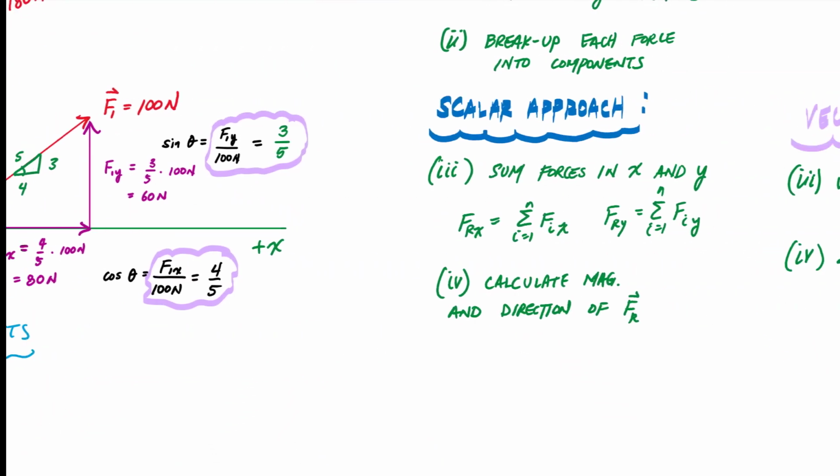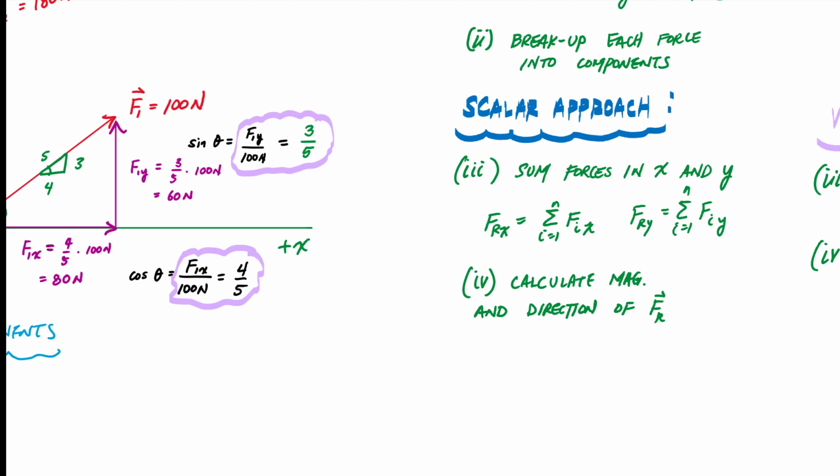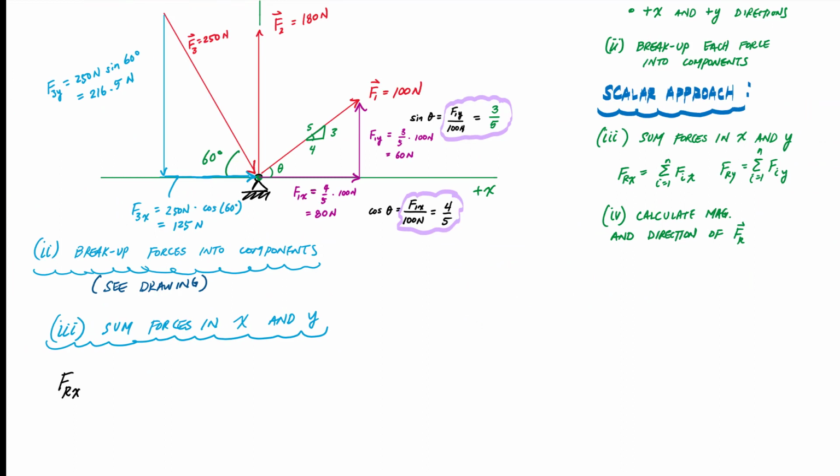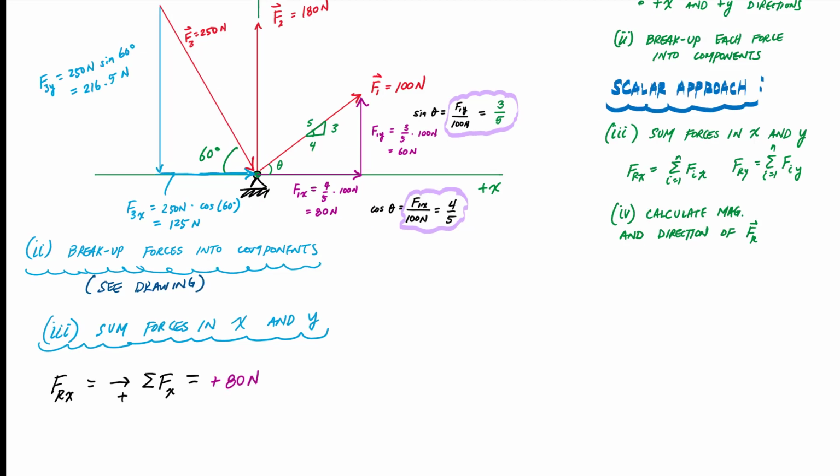If I'm choosing the scalar approach, I'm going to sum my forces in the x and y to determine FRX and FRY. So to get the x component of the resultant, I'm going to sum up everything in the x direction. Anything horizontal that's pointing to the right I'm going to consider positive, and that's going to be F1x, which is 80 newtons, and F2x, well, there's no horizontal component for F2, so I'll ignore that, or that's like adding 0. And F3 has a horizontal component of 125 newtons, also pointing to the right. And so I would say FRX is 205 newtons, pointing to the right.